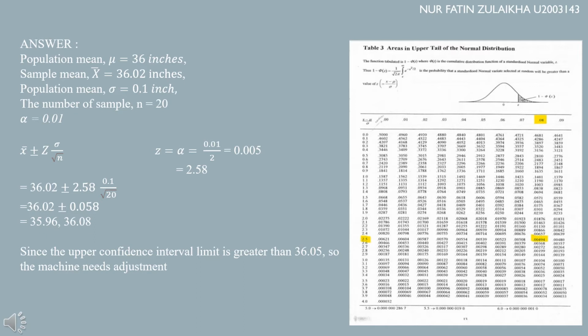So for the lower limit of the confidence interval is 36.02 minus 0.058 equals 35.96 inches. And for the upper limit of the confidence interval is 36.02 plus 0.058 equals 36.08 inches. Since 36.08 is greater than 36.05, we would conclude that the machine needs adjustment. So that's all for question number 3.